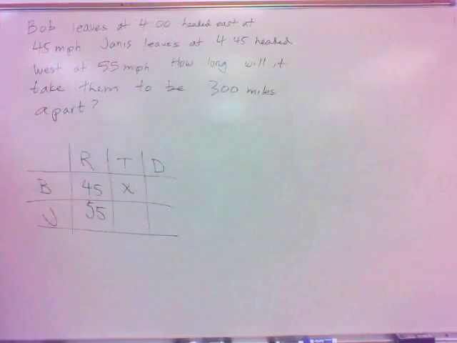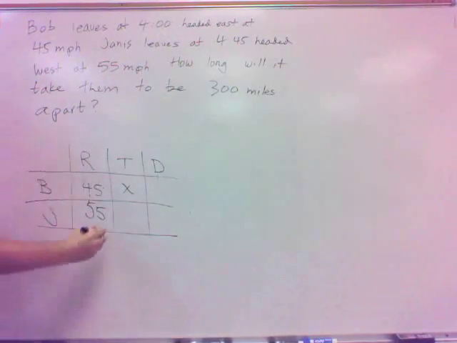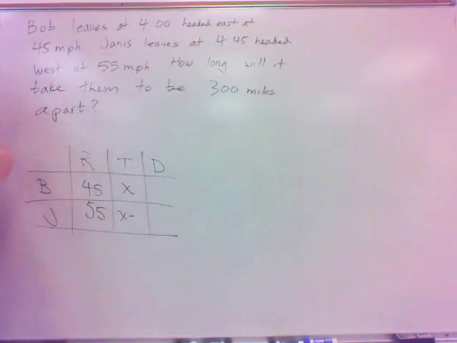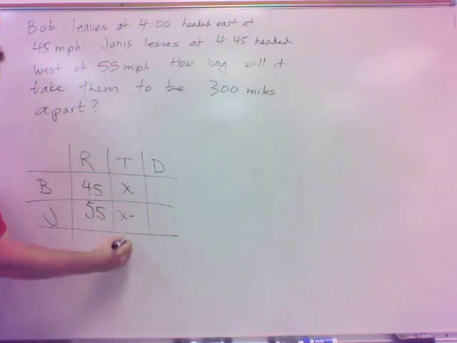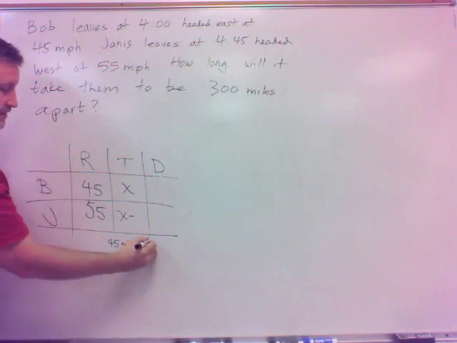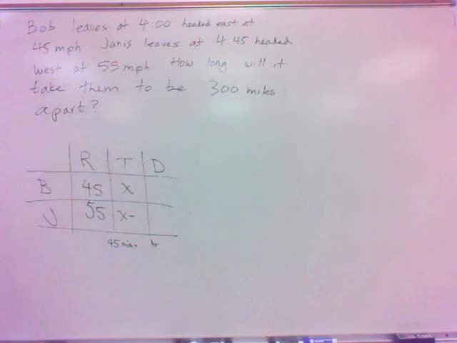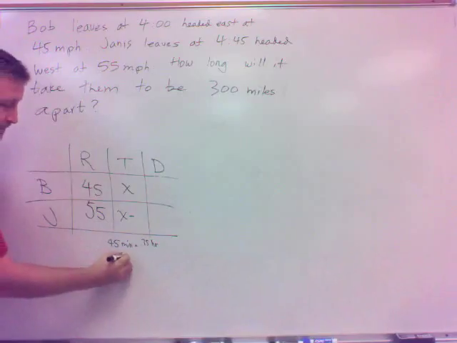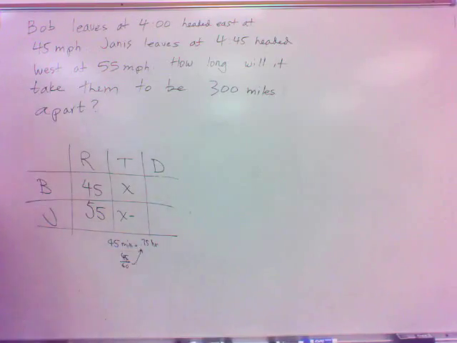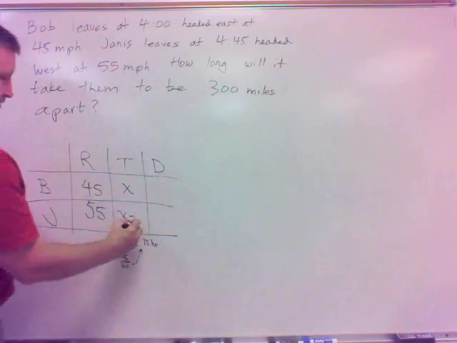She's leaving at 4:45, 45 minutes later. So her time is 45 minutes less. However, since we're talking miles per hour, the time is in hours. I need to know 45 minutes in hour form. How can we get that? Yeah, we take 45 divided by 60 minutes. So if we do that, it's 0.75, 3/4, however you want to say it there.